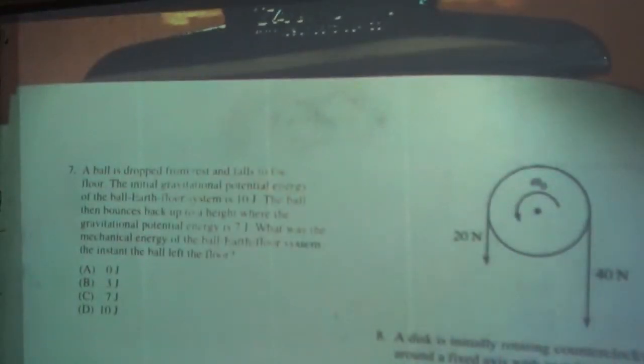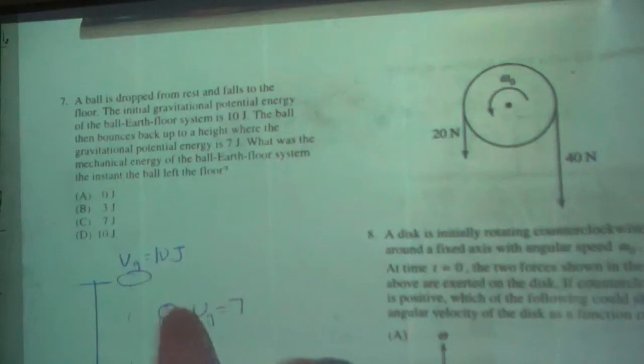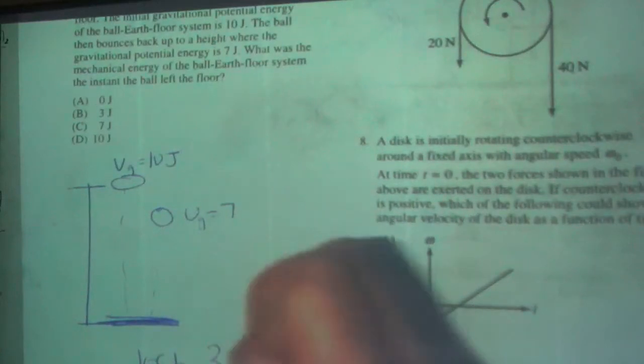Number 7, so a ball is dropped from rest and it falls to the floor. The initial gravitational potential energy of the ball-earth-floor system is 10 joules. The ball bounces back up to a height where the gravitational potential energy is 7 joules. So if we think about it, right here, I don't know what the height is, but this one had a potential energy of 10 joules. Then it hit the ground, and whenever it bounced back up, now it only has a gravitational potential energy of 7 joules. And it says it bounces up to this height, so it's not like it also has kinetic energy. This is the top. So that means that it lost 3 joules of energy.